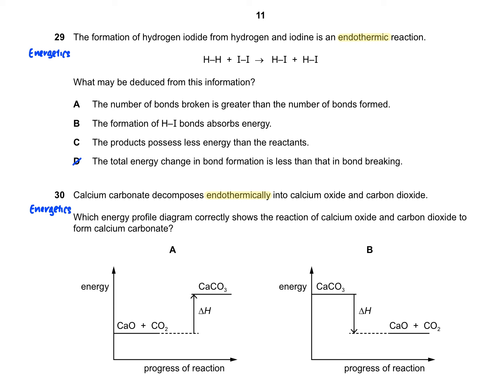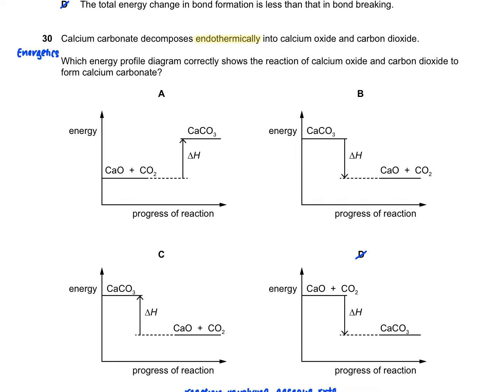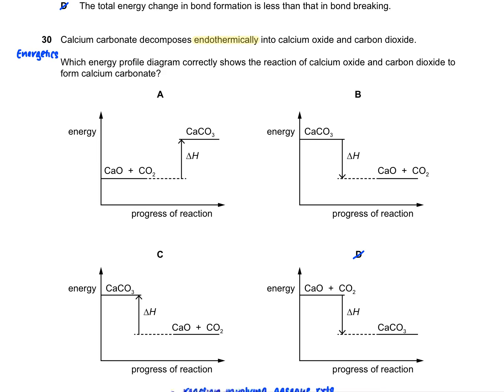For C, why is it wrong? The products possess less energy because it's an endothermic reaction. If you can recall the energy profile diagram for an endothermic reaction, the products actually have more energy than the reactants. Question 30 again is a chemical energetics question.